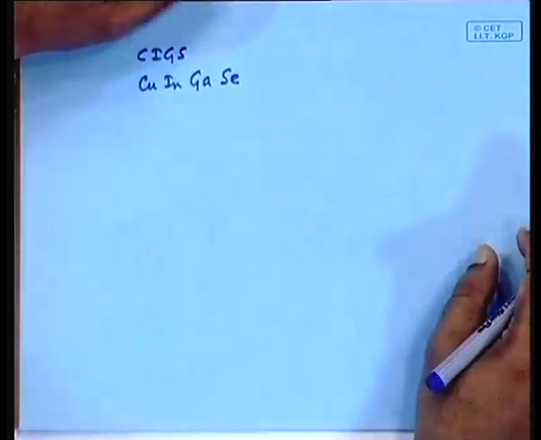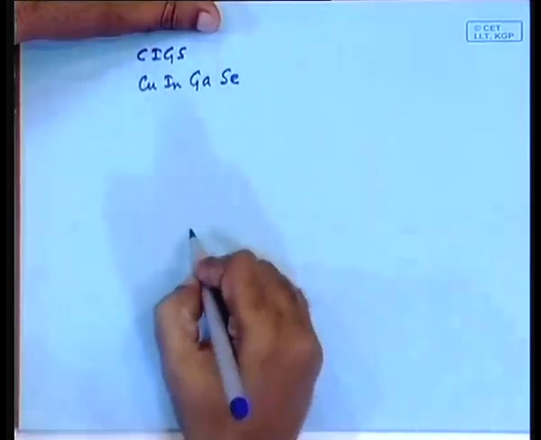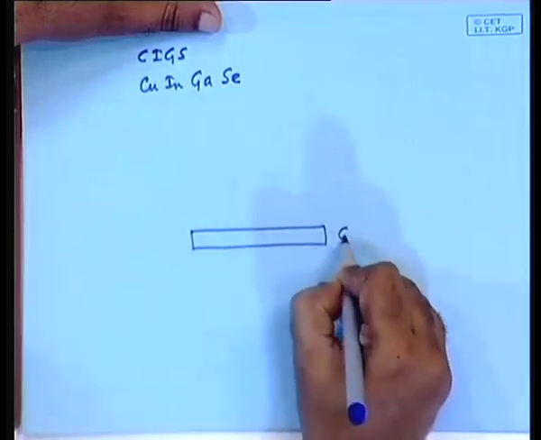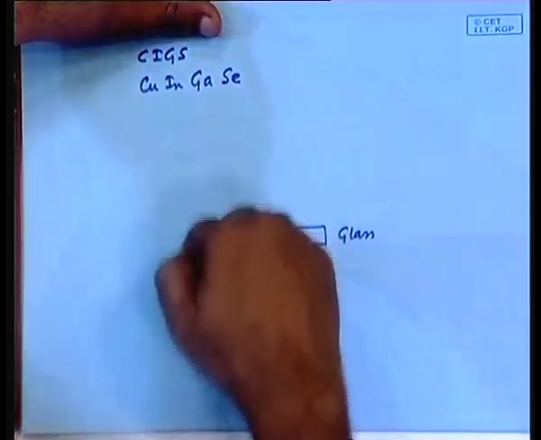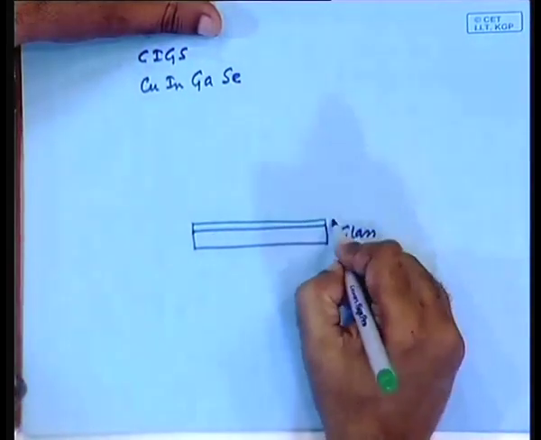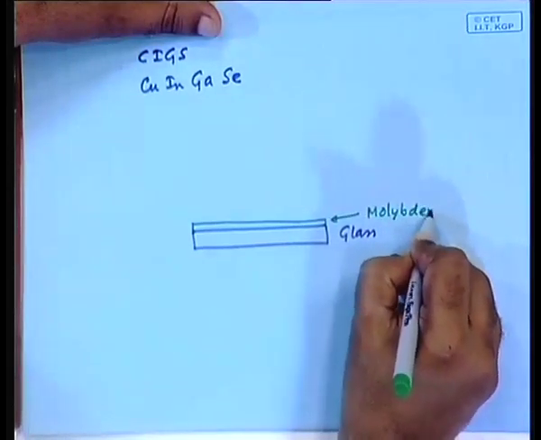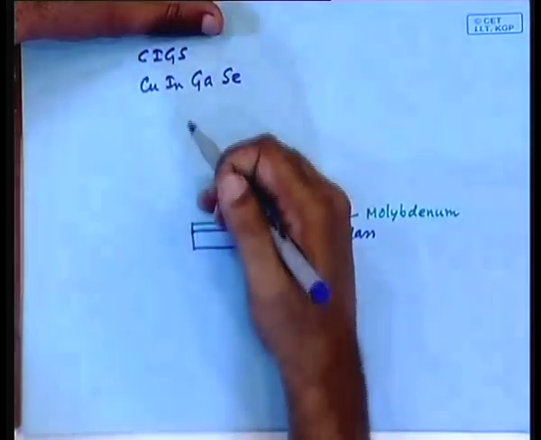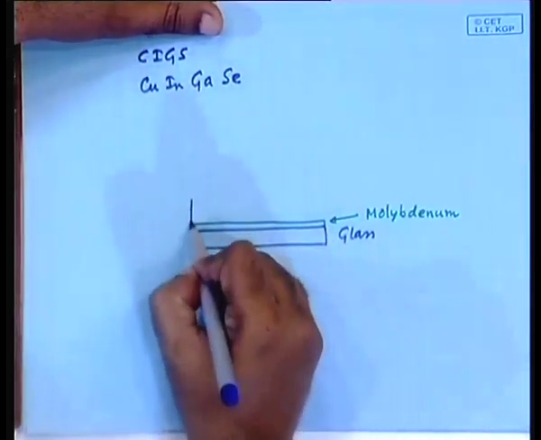And here also your structure is quite similar, but in this case the glass is at the bottom. So, the bottom layer is glass, on top of it we have the bottom contact. The bottom contact is provided by a layer of molybdenum. Then on top of it you will have the CIGS layer.